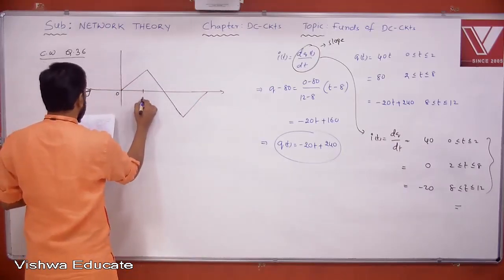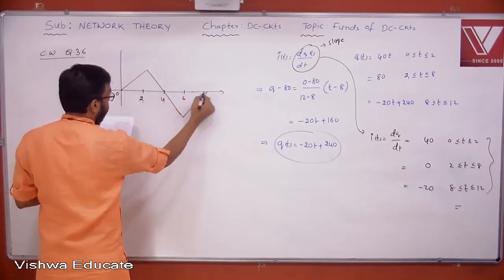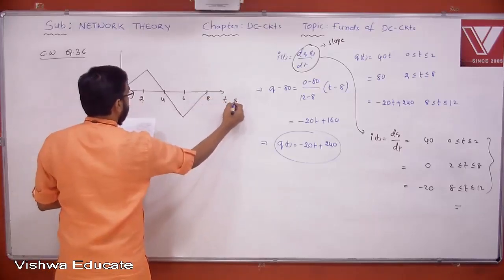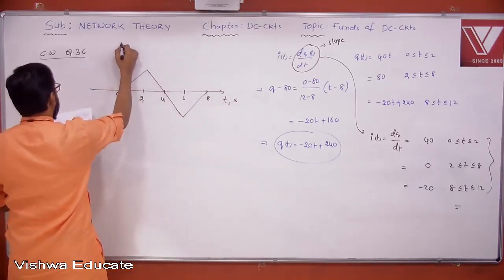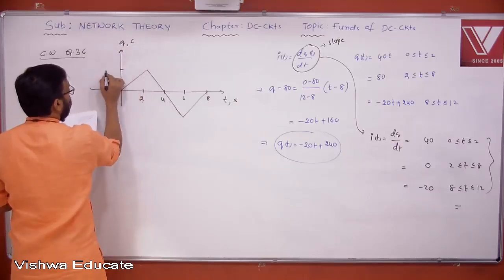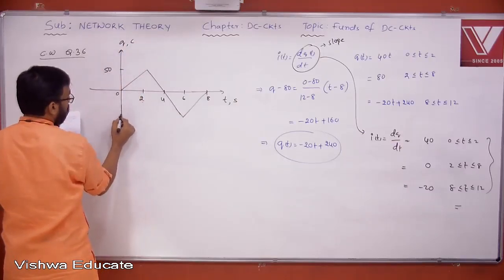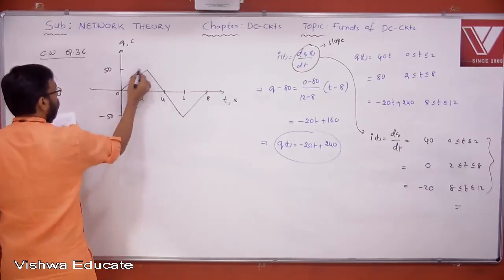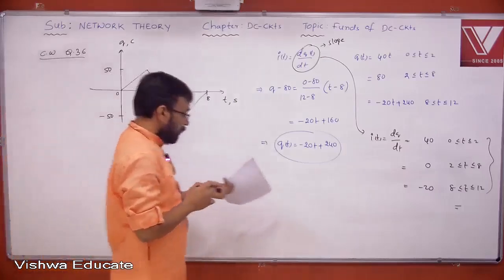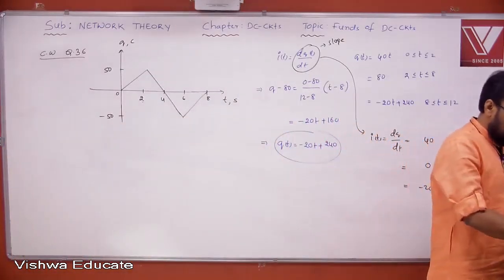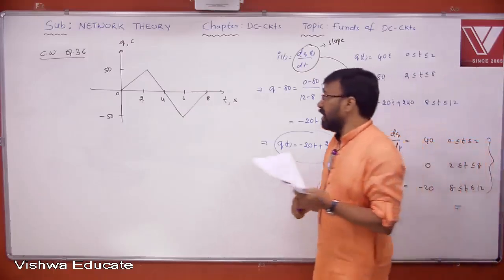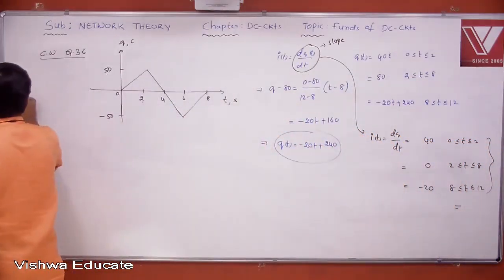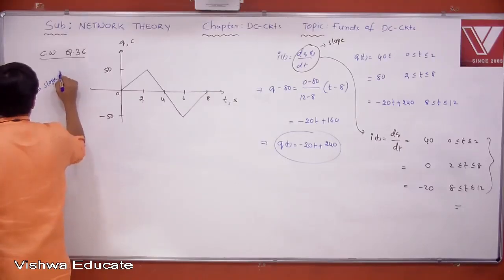0, 2, 4, 6, 8. So t in second, and charge is given in coulomb. This is 50, and this is minus 50. The lower limit is minus 50, the upper one is 50. So he's asking the charge versus time and then asking us to find the current. So what is the relation between current and charge? I is equal to dq by dt. Just now we have seen it is nothing but the slope of q of t, right?